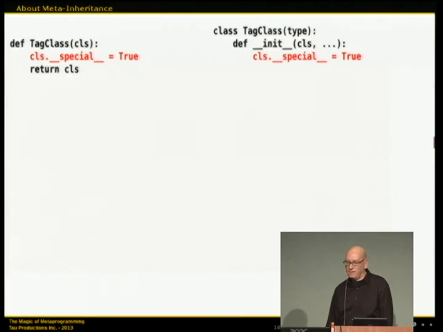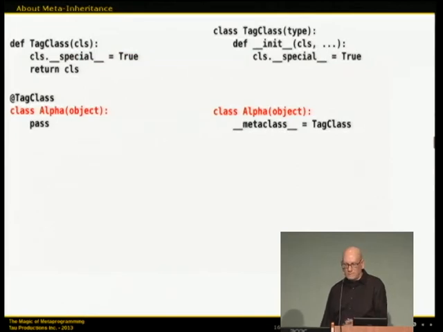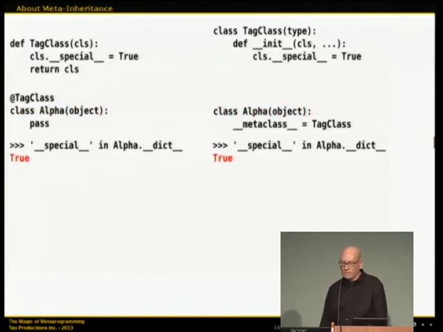Just an example of that. Here we have two classes: the left one is going to use a class decorator, and the right one is going to use a metaclass. Very similar. They have an attribute called special equals true, something you want to look up. So we can query it: we've made one of these, and we ask alpha, do you have the special attribute? They're both true.